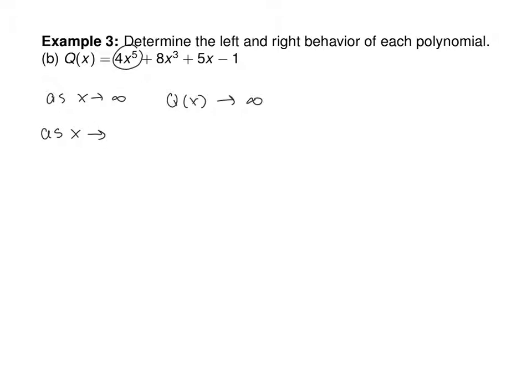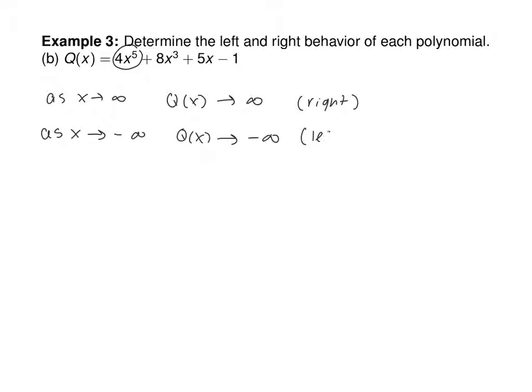How about as x goes to minus infinity? If you plug in big negative numbers and you fifth power them, do they become positive or stay negative? They stay negative, and you multiply them by a positive 4 and they still stay negative. So that's also going to go to minus infinity. I think I did those in the opposite order, I'm so sorry. If you're going to positive infinity, you're going to the right. Negative infinity is to the left.